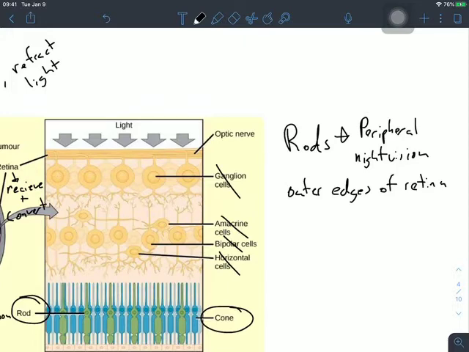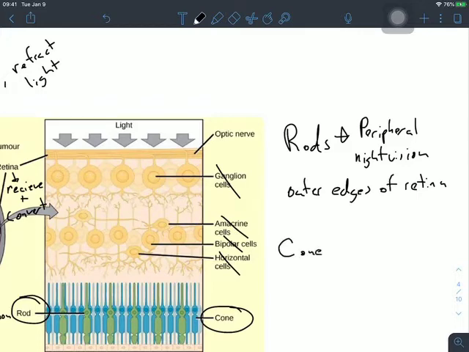So when you think about your night vision, you know that it's not maybe the best in terms of differentiating colors, but you can tell presence or absence of light. And that's because it's the rods that are doing this. They're not made to detect differences in color, they detect presence or absence of light. So in the dark, everything looks a shade of black to white.